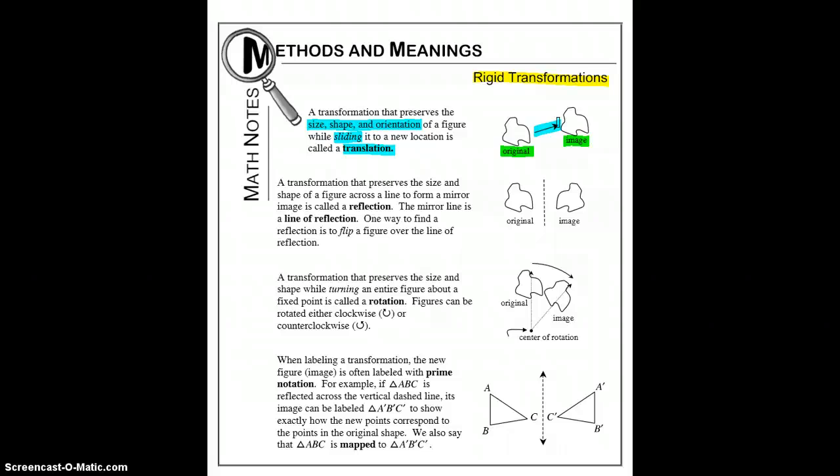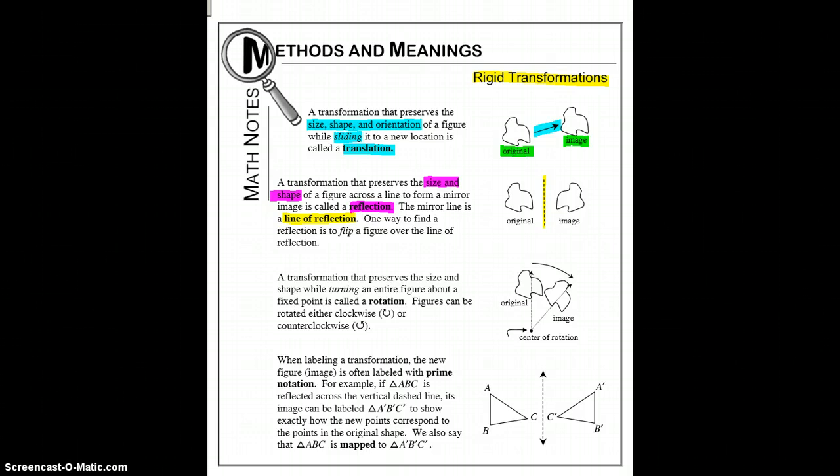The one that we had dealt with on Friday and again this morning preserves the size and the shape, but not orientation. And we call this, of course, our reflection. Now, our reflection has an added piece that we must recognize, that it has a line of reflection. So there's no line of translation, but there's always going to be a line of reflection.